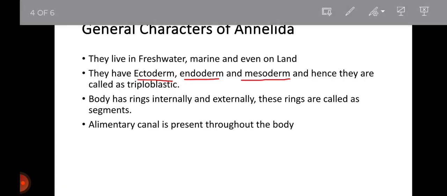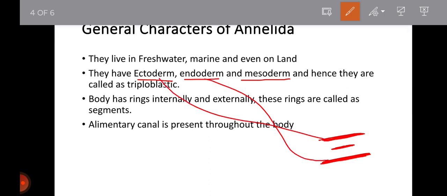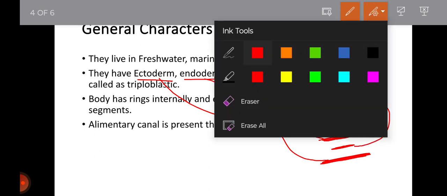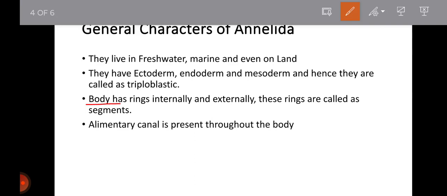Let me show you here: if this is the ectoderm, the endoderm will be totally inside, and the mesoderm will be in the middle. Ectoderm, endoderm and mesoderm. Okay, so the body has rings internally and externally. These rings are called segments.